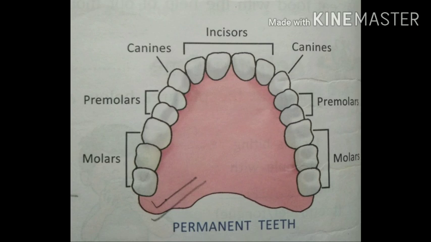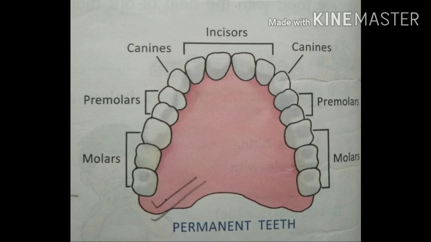And the last one is molars. Molars are broader than premolars and help in chewing and grinding the food well. They are helpful in chewing your food and grinding the food properly so that you can easily eat the food.